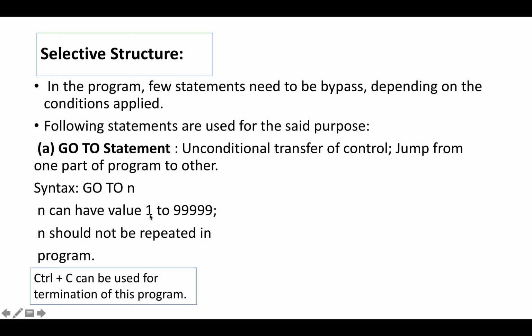N can have a value from 1 to 99999, 5 digits. So this is the line number, or you can also call it the label number. N should not be repeated in the program, like you cannot repeat an equation number. Similarly, this is the label number in a Fortran program.